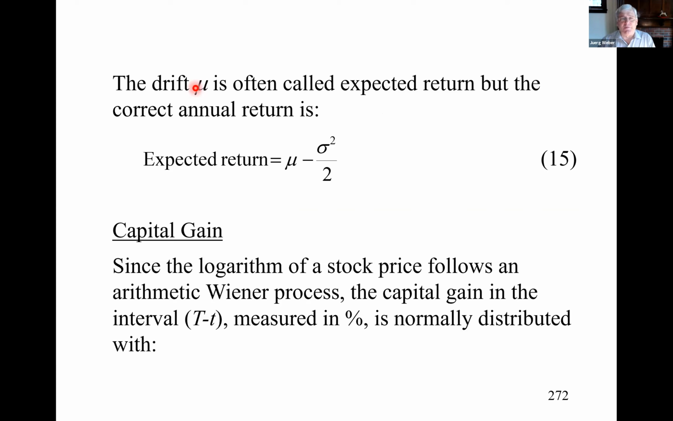Now, this drift mu is often called the expected return of the share, but really the correct expected return would be mu minus this small term here. Now, that's also a little bit further explained in the Hull book.